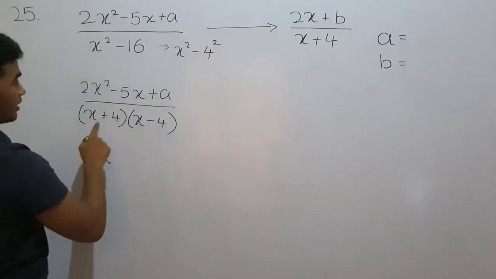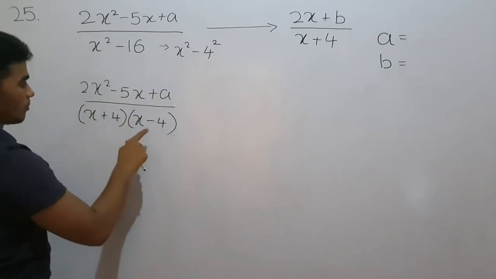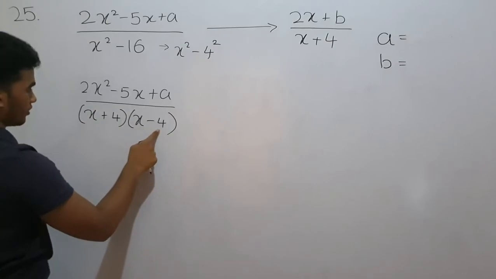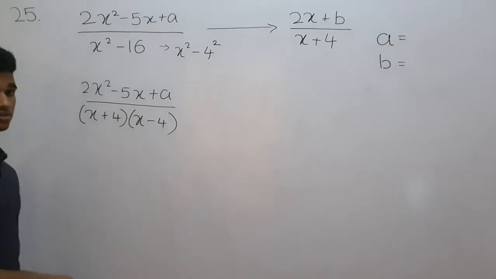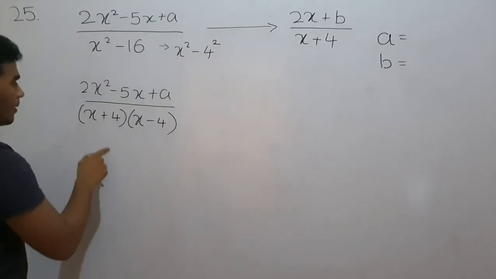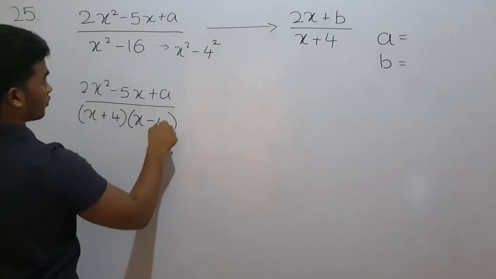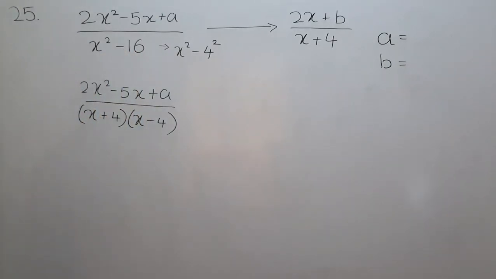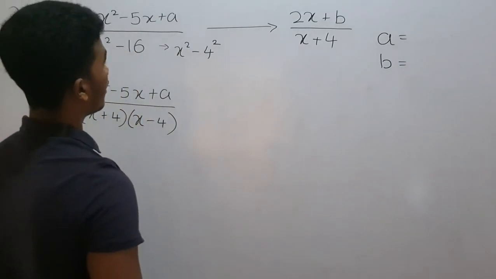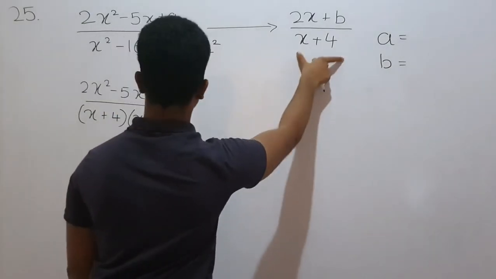X into x is x square. X into minus 4 is minus 4x. Plus 4 into x is plus 4x. So minus 4x and plus 4x get cancelled. And 4 into minus 4 is minus 4 square, minus 16. So okay, now the fraction we should obtain is this.